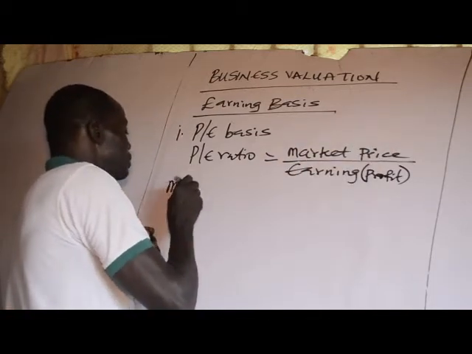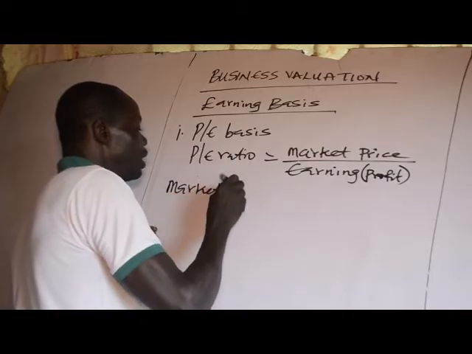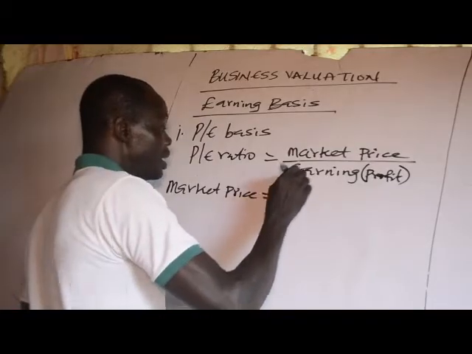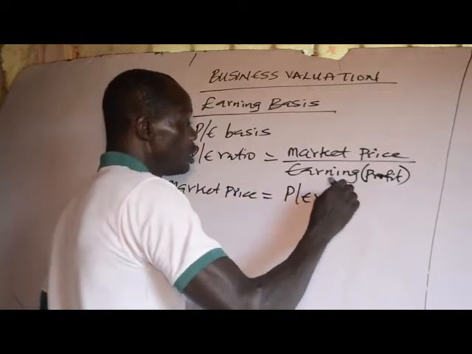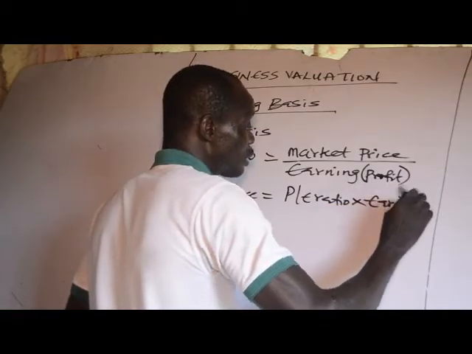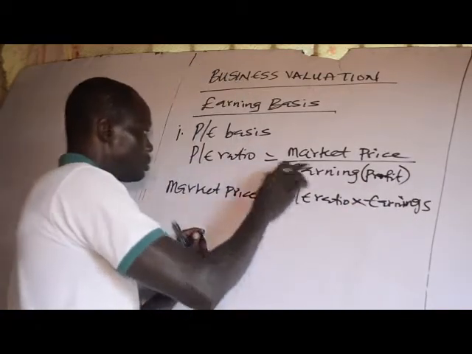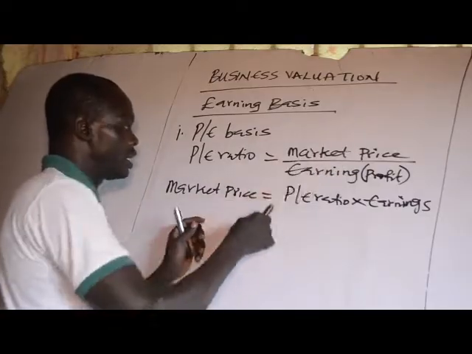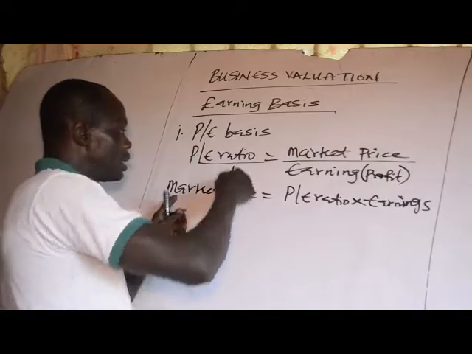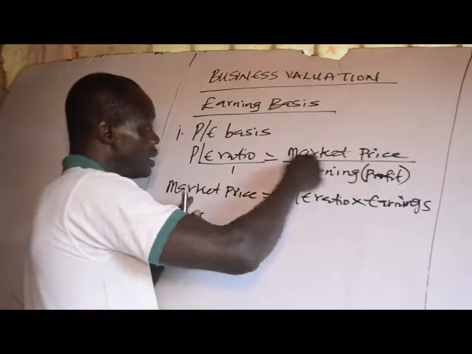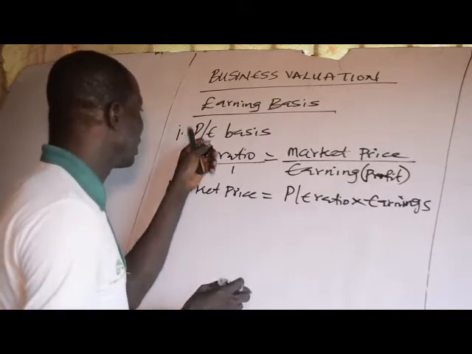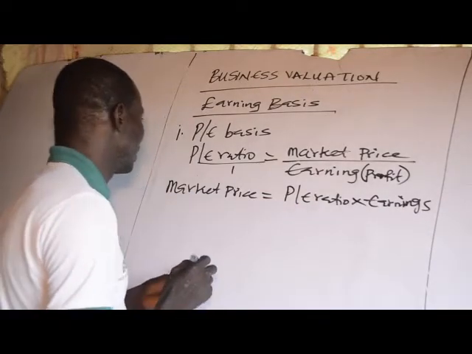Therefore, the market price of the shares will be, you just cross multiply, price earning ratio times earnings. I've told you that earnings mean profit. This times this will give you this. Market price, if you have this over 1, this times 1 will still be market price. P/E ratio times 1 times earnings. So the formula becomes this, if you want to use the price earning basis.